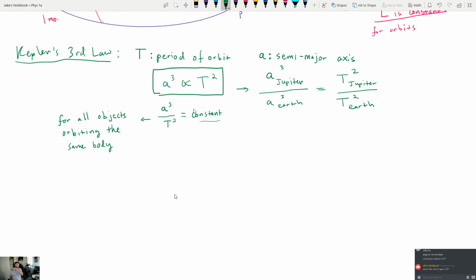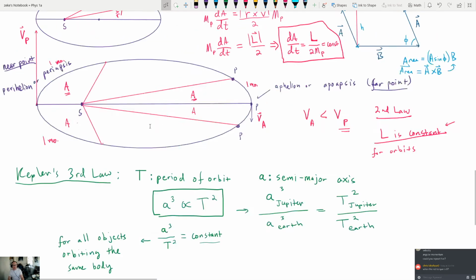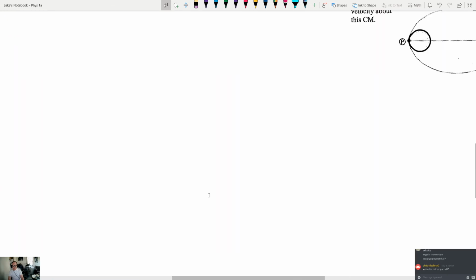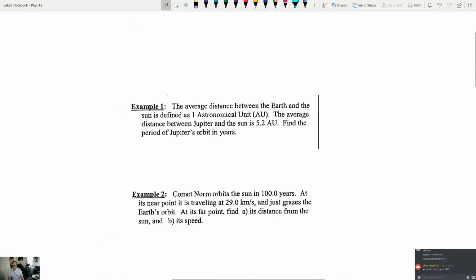Okay, so we're going to do a problem or two with these last two laws before we go into talking about gravity. Does anyone have any questions before we do that?